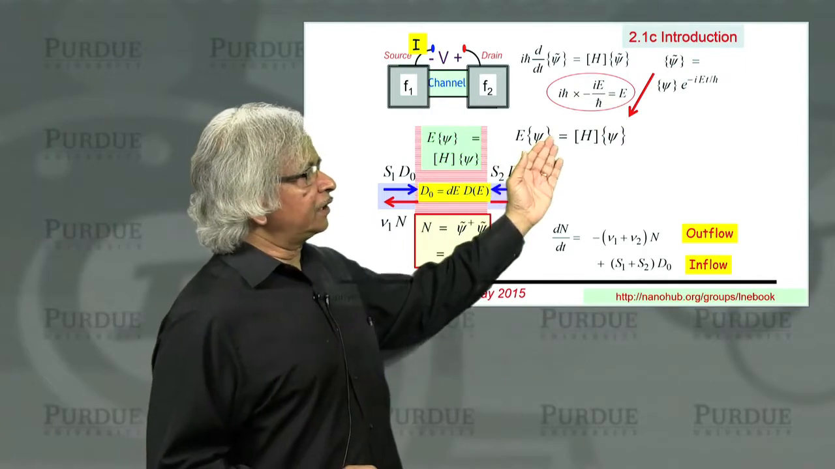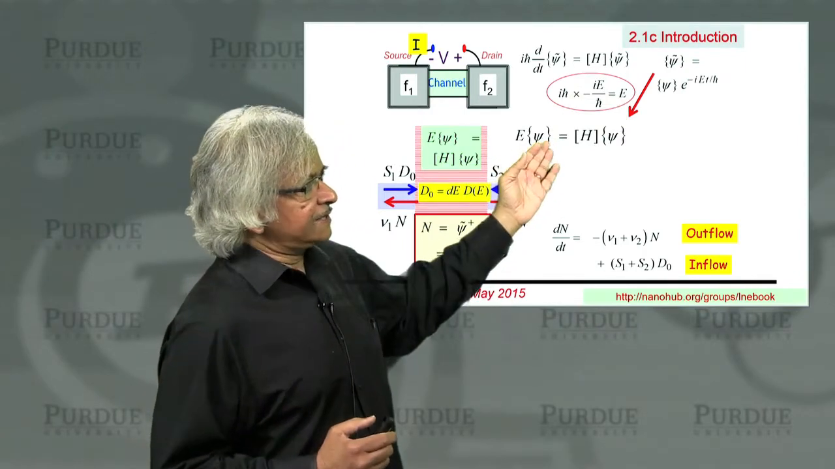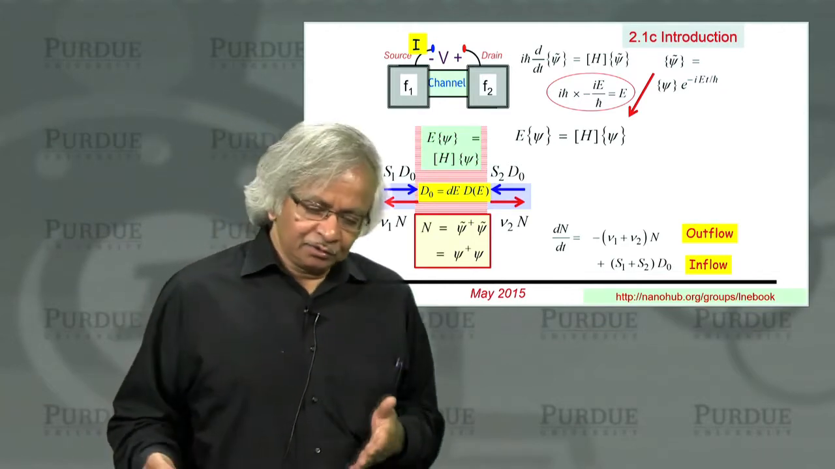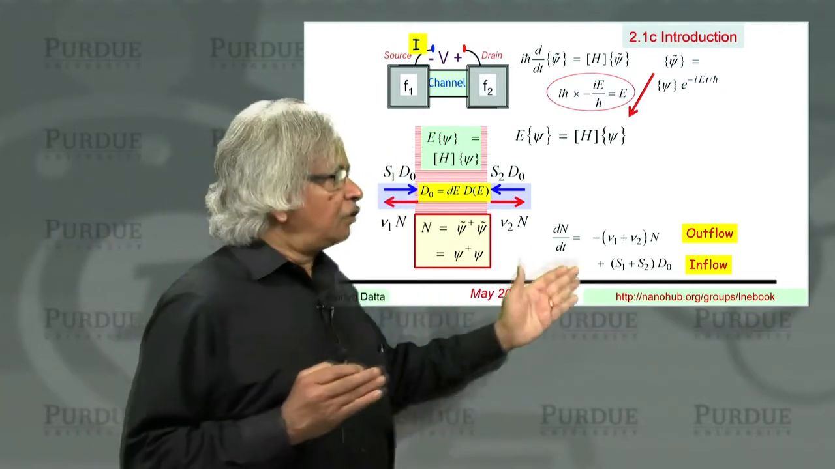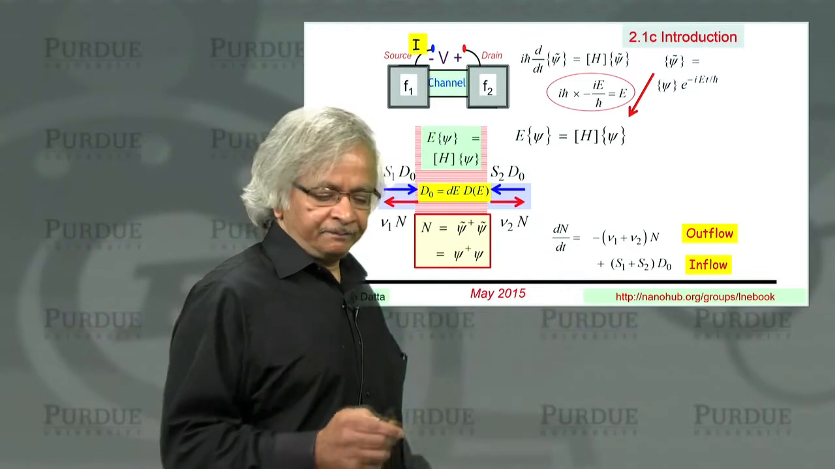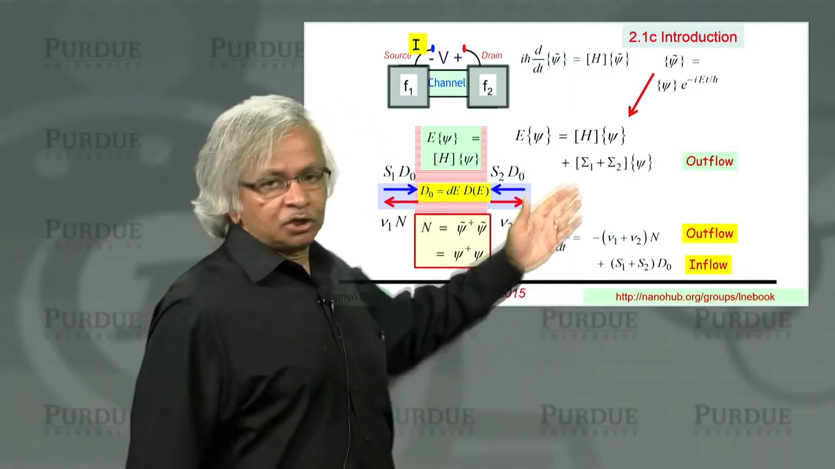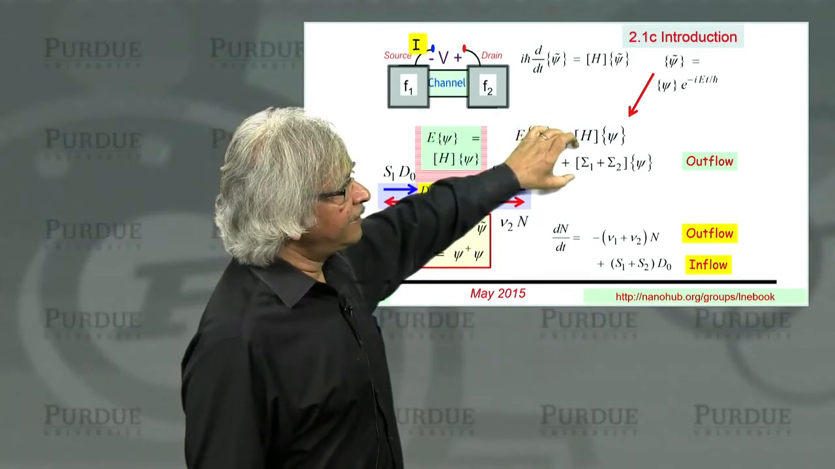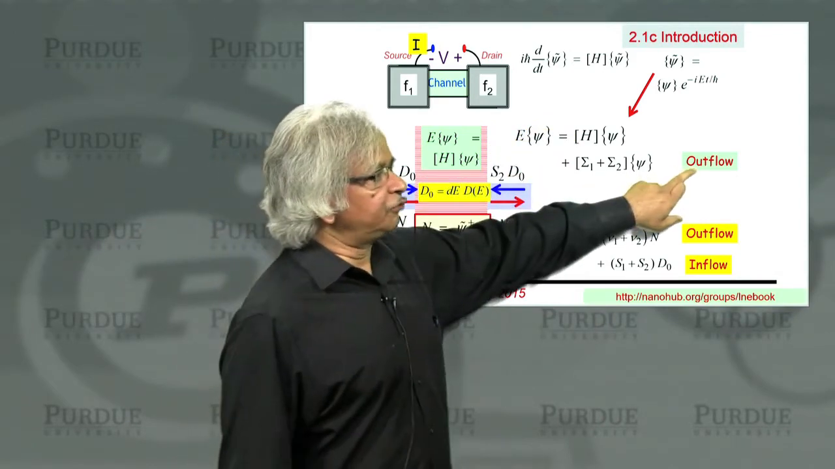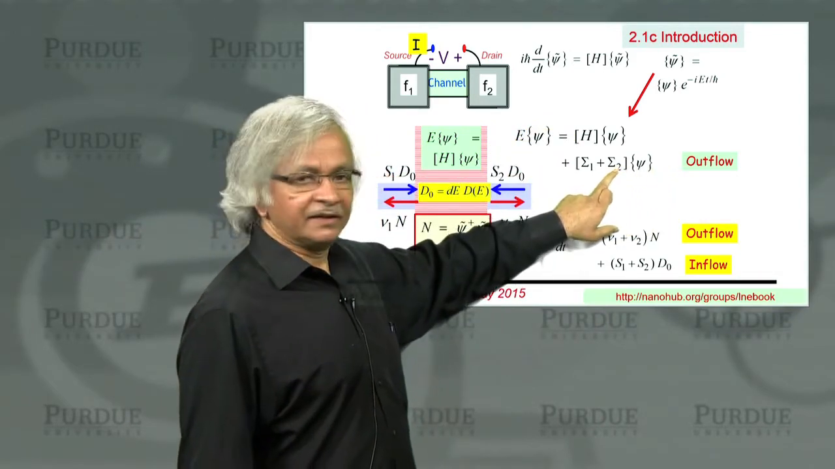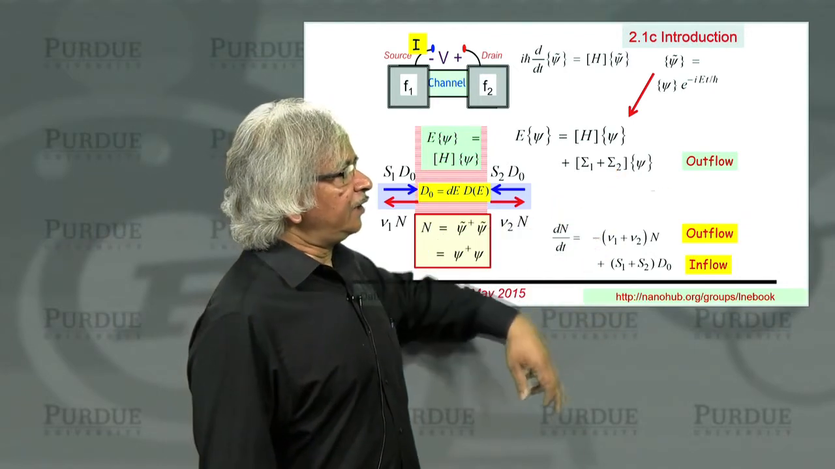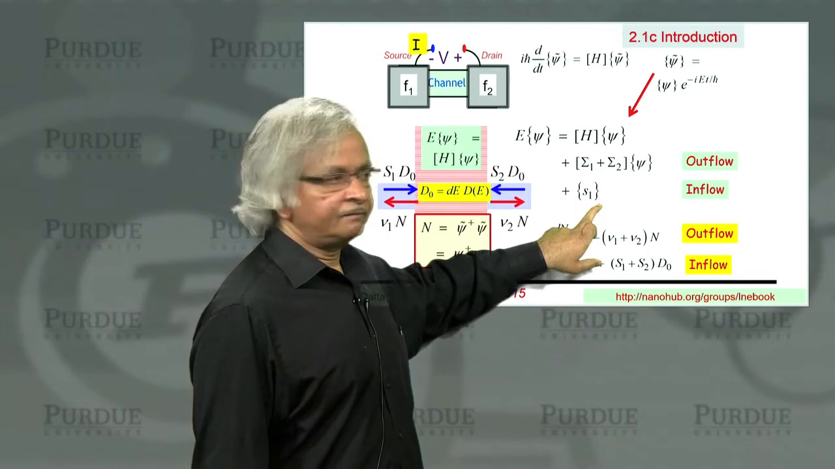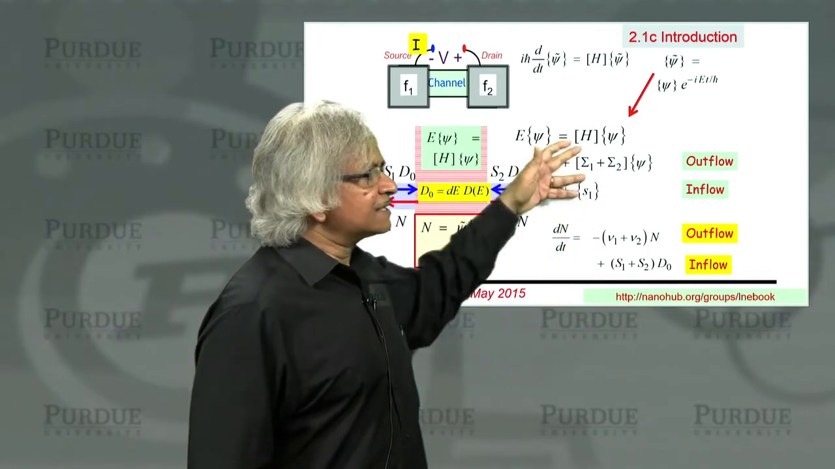Okay. Now the question is that as it stands, it describes an isolated channel. What do we do to get the outflow and inflow into the story? What we'll show in the next few lectures is that you can include the outflow by adding a term like this, and the inflow by adding a term like this. And where does this come from?